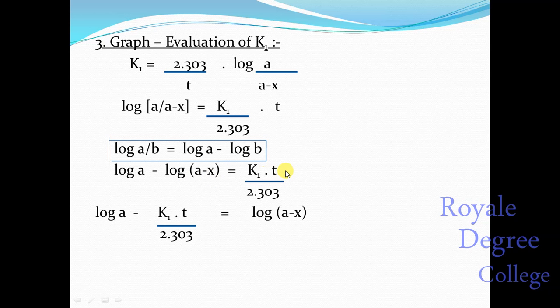It is equal to this value, as we are writing K1 into t by 2.303. Now log A we are keeping as it is. This one, K1 into t by 2.303, we are bringing to the other side, so it will become negative: minus K1 into t by 2.303. That will be equal to this value, minus log (A minus x). Now from that side we are bringing to this side, so it will become positive. So log (A minus x).